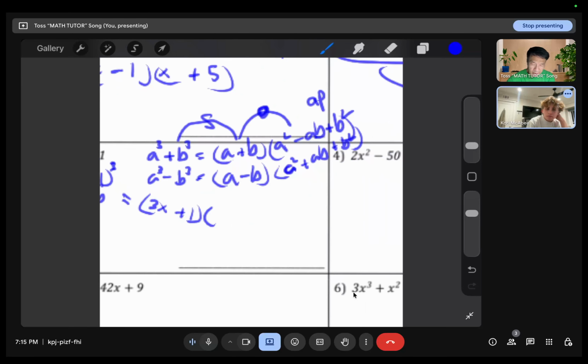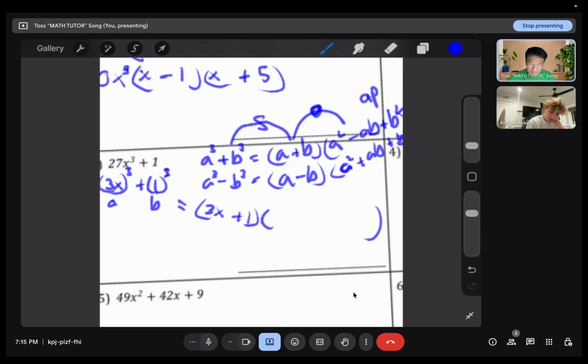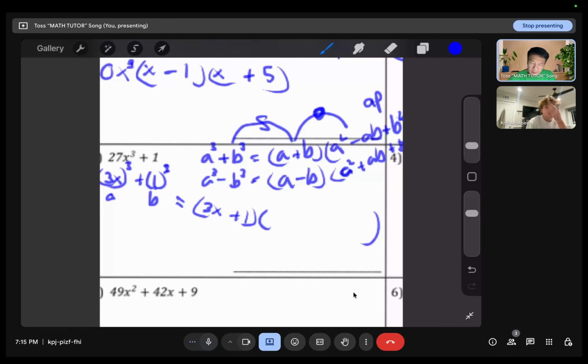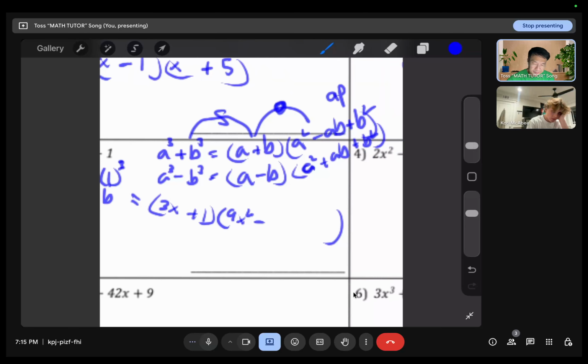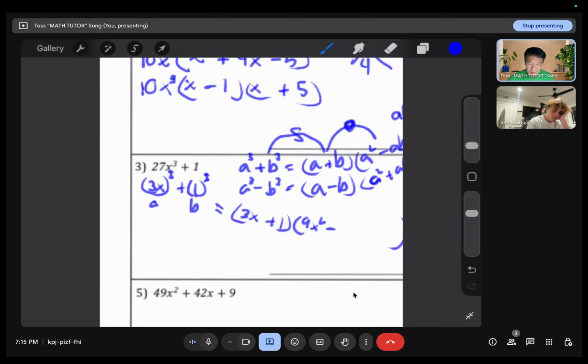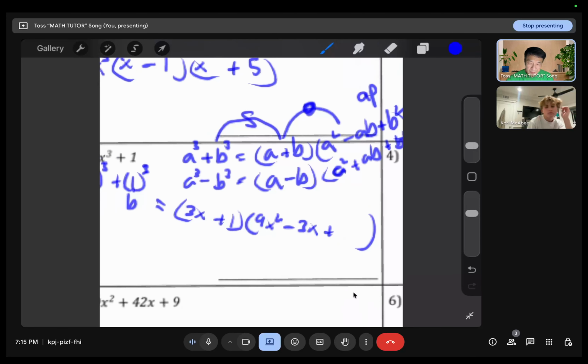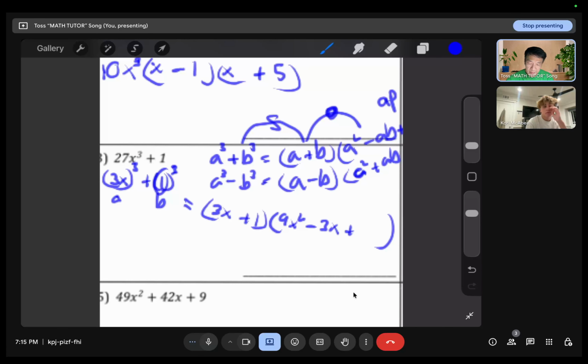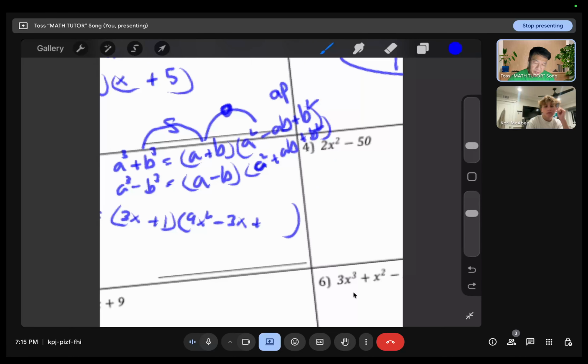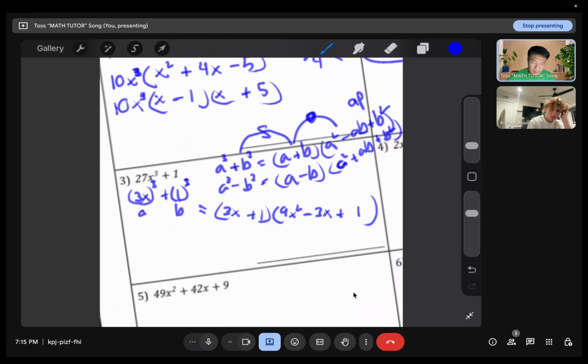And then the trinomial here. So a squared, that's going to be 3x squared, or 3x times 3x. That's going to be 9x squared. And then minus a times b: 3x times 1, therefore it stays 3x. And then last, b squared is 1 squared, so it's still going to be 1 times 1. So there you go, that is your final answer.